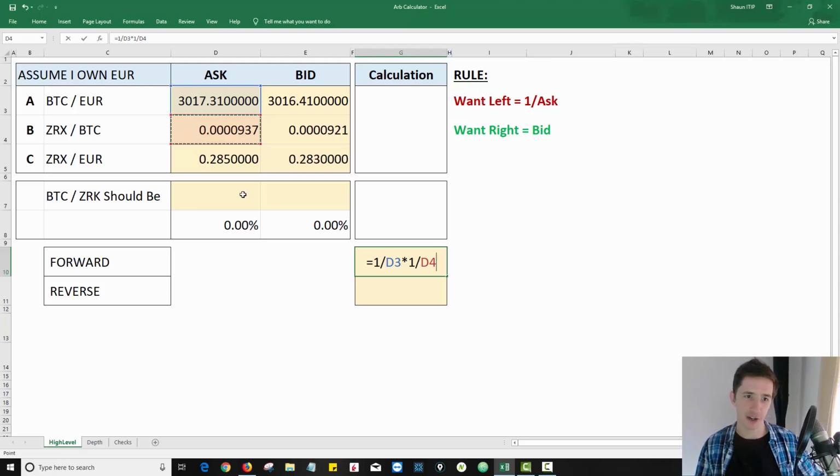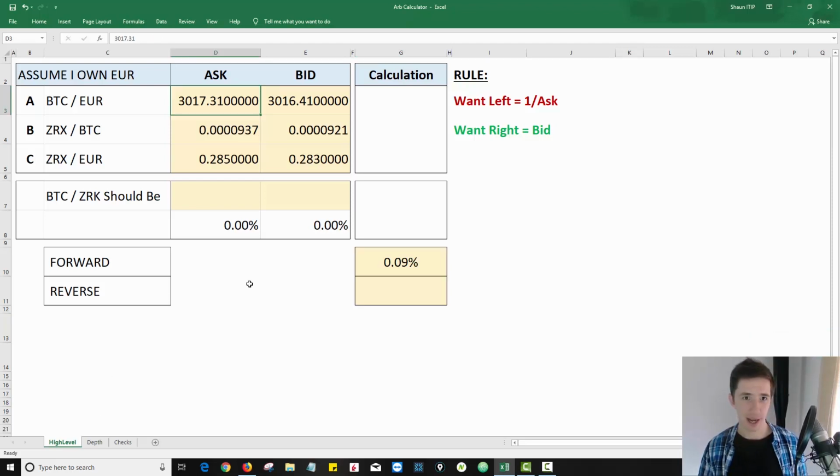And then finally, I want to change ZRX back to euro, so I'm just going to multiply by this, minus 1, and that gives me a 0.09% arbitrage opportunity. Now, I know 0.09% isn't even worth looking at or trading, but to make this video, I literally just pulled some prices from an order book, on the drop of a hat. So we're going to pretend that this is a percentage we're interested in for the sake of this video. So 0.09% positive forward arbitrage opportunity.